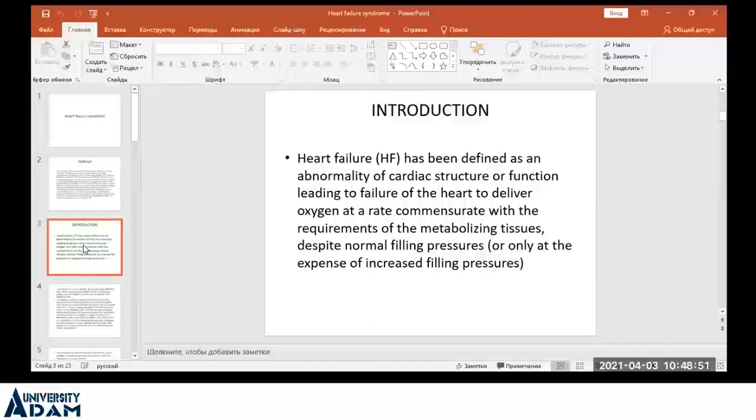It is defined as an abnormality of cardiac structure or function leading to failure of the heart to deliver oxygen at a rate commensurate with the requirements of the metabolizing tissues, despite normal filling pressures, or only at the expense of increased filling pressures.